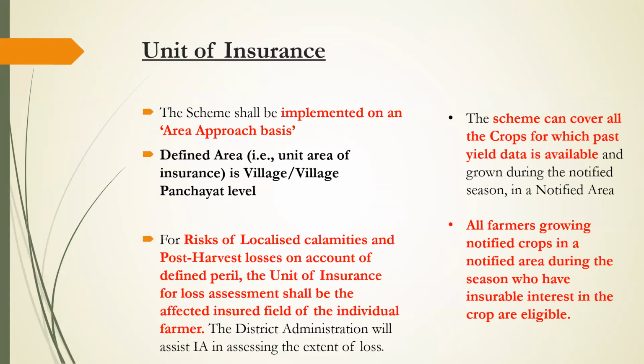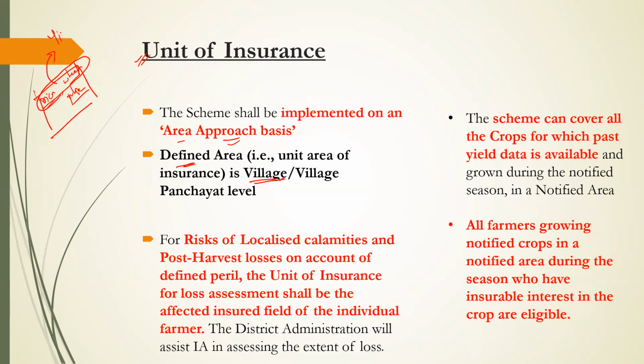Fine. Now, the next aspect: what is the unit of insurance? Here, the scheme is implemented on an area approach basis, and the defined area is village level. So what they are saying is, they focus on insuring those crops in a village for which they already have past historical data. For example, rice, wheat and pulses are grown in this district, but I have historical data of only rice and wheat. Then insurance is provided for only these notified crops, for which historical data is available.